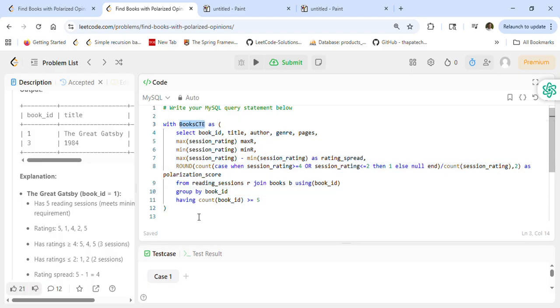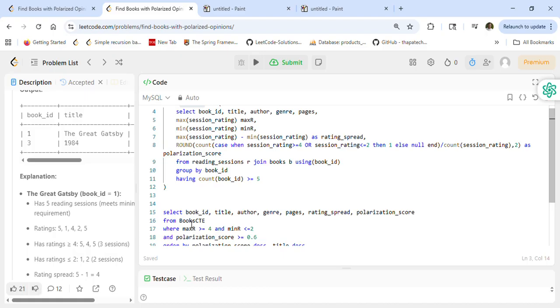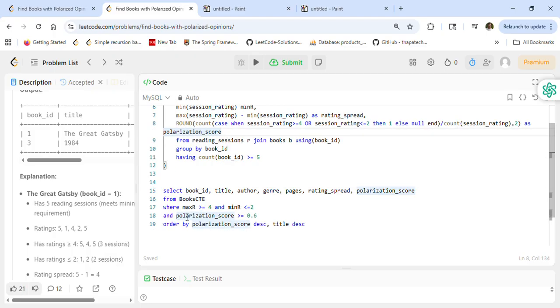We'll call it the book CTE. Now we are going to call this CTE from our main SQL, right? So I'll show you, our main SQL is here. So here you will call it from book CTE that we created here. Whatever you want to select, we will select it. Again, same columns that we have: book ID, title, author, genre, pages, rating spread, and polarization score. So these things we already created in the book CTE that we are just selecting here.